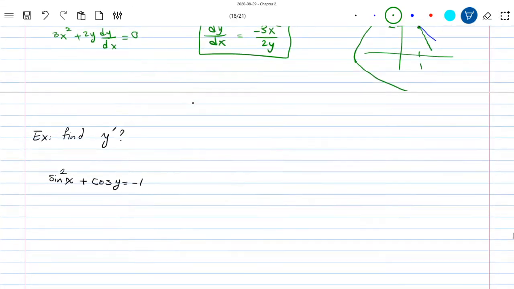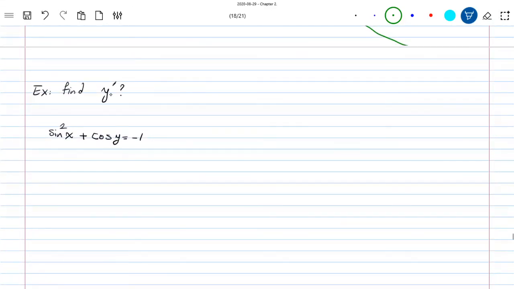Okay, more example. I'm going to use the notation y prime as well, just in case you see y prime. Sometimes they ask you to find y prime. So here, this means the same as saying find what is dy over dx, if x and y are the variables. Okay, so let's try to find the y prime. Take a derivative of the equation, you'll get sine squared of x plus cosine y equals negative 1, derivative.